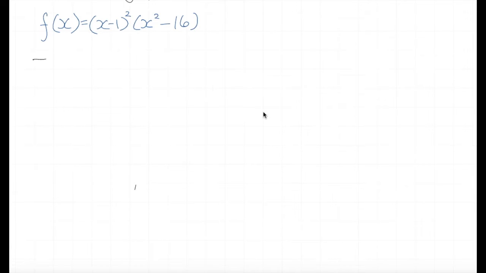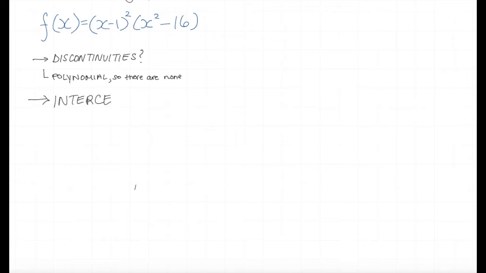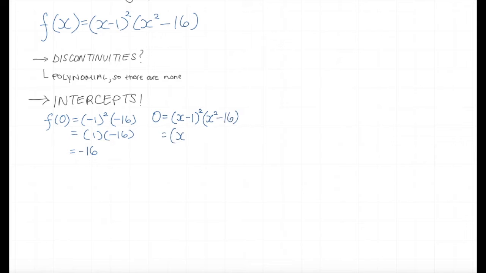The first thing that we are going to do is determine if there are any discontinuities. Since this is a polynomial, there are no discontinuities or limitations. We next look at the intercepts. For x equals 0, we have that f at 0 is negative 16, and we see that f of x is 0 precisely when x is equal to 1 or plus minus 4.